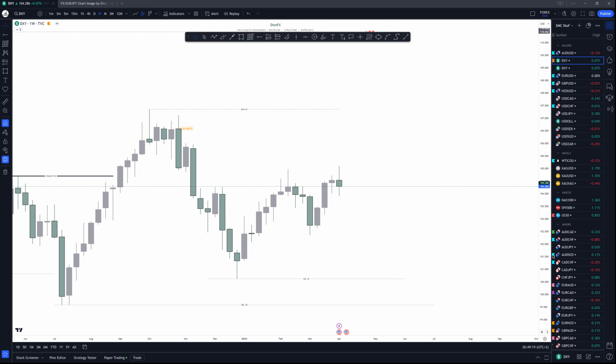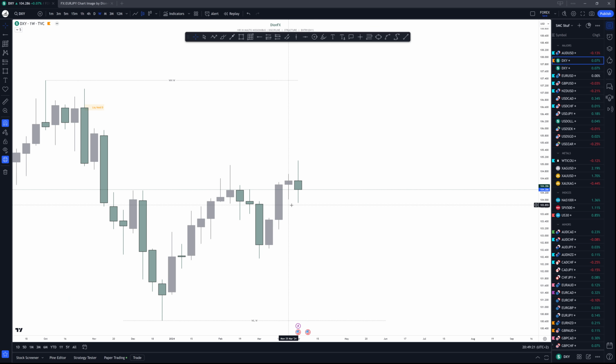On DXY, with how the weekly candle closed and with how last week behaved, we took out previous week's low right here. And with this shift in structure, I would like to see further continuation to the downside to come and fill this imbalance up, and then from there we see further continuation back into the highs. Okay. So this is what I'm seeing for the weekly, right?